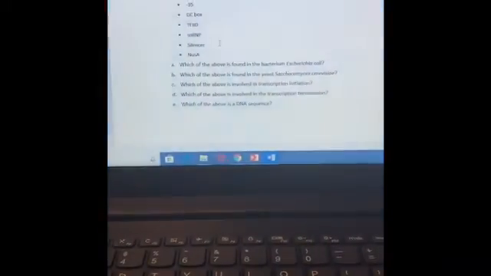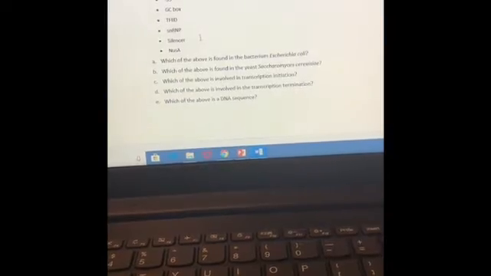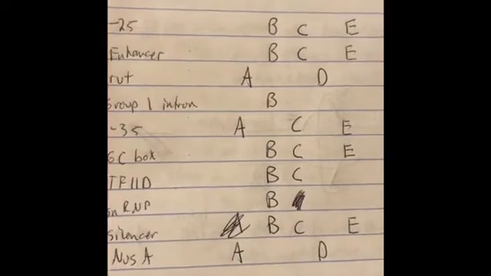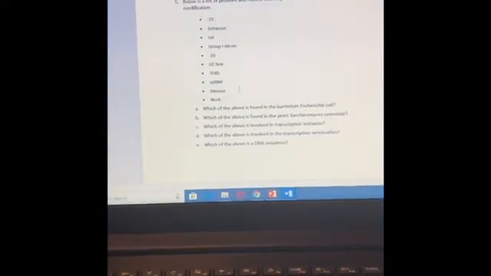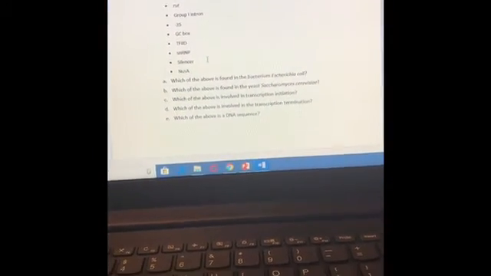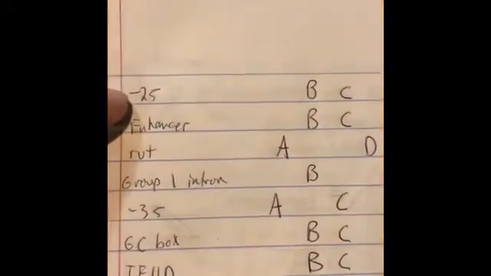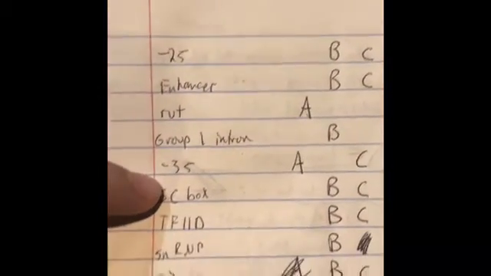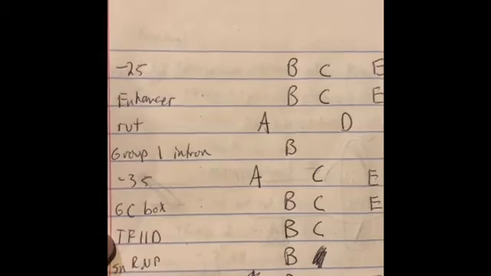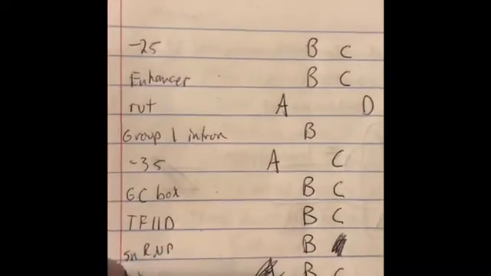And then B was which of the above is found in the yeast Saccharomyces cerevisiae. It was pretty much all of them except the -35, the RUT, and the NUSA. For part C, which of the above is involved in transcription initiation? So that's going to be the -25, the enhancer, -35 as well, GC box, TFIID, and the silencer. Part D, which of the above is involved in transcription termination? That's only the RUT and the NUSA.